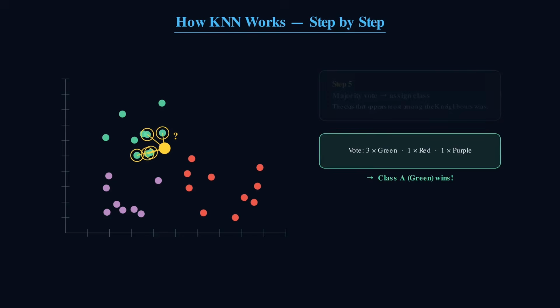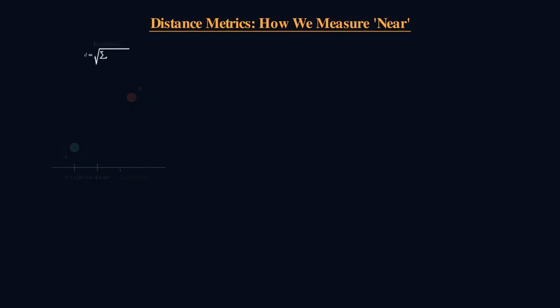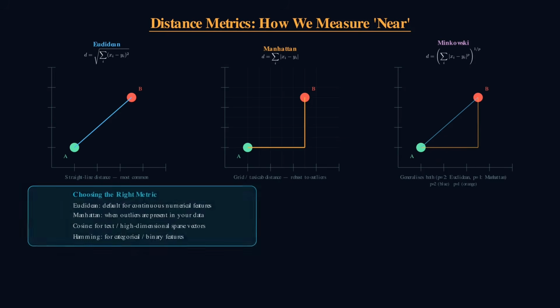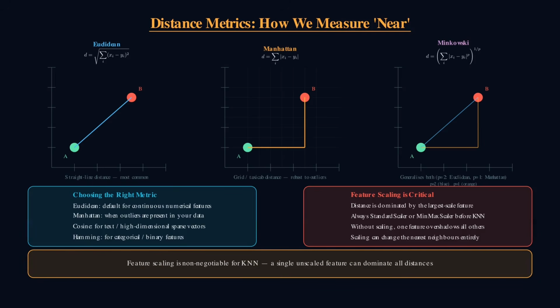Step 1. Store all training data. Nothing is computed yet. Step 2. A new query point arrives. Step 3. Compute the distance from that point to every single training example. Step 4. Sort by distance and keep the k closest. Step 5. The majority class among those k neighbors becomes the prediction. Simple, elegant, and surprisingly effective.